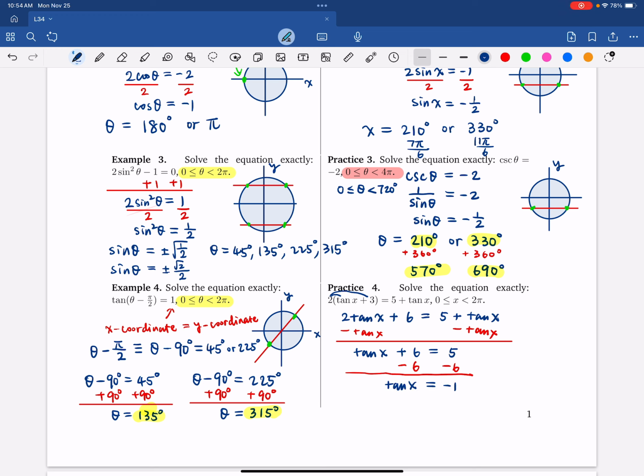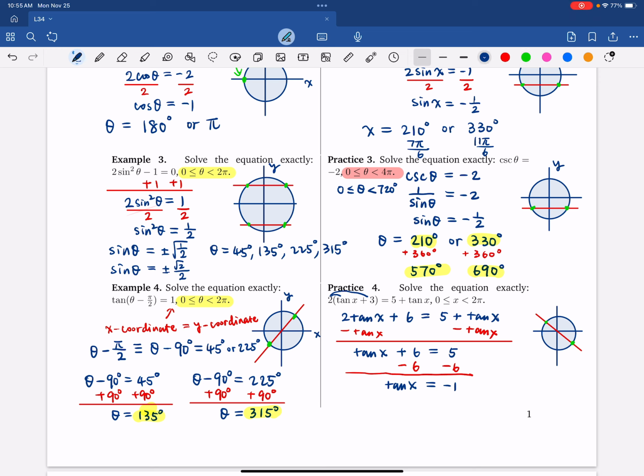So remember, tangent is sine over cosine. So we have another ratio, but this time the ratio is -1, which means the coordinates of the x and y must be opposite numbers of each other. And the diagonal this time will be the diagonal of the second and the fourth quadrant. So you could check out your unit circle. You will be able to find out 2 angle measurements whose coordinates are the opposites of each other.